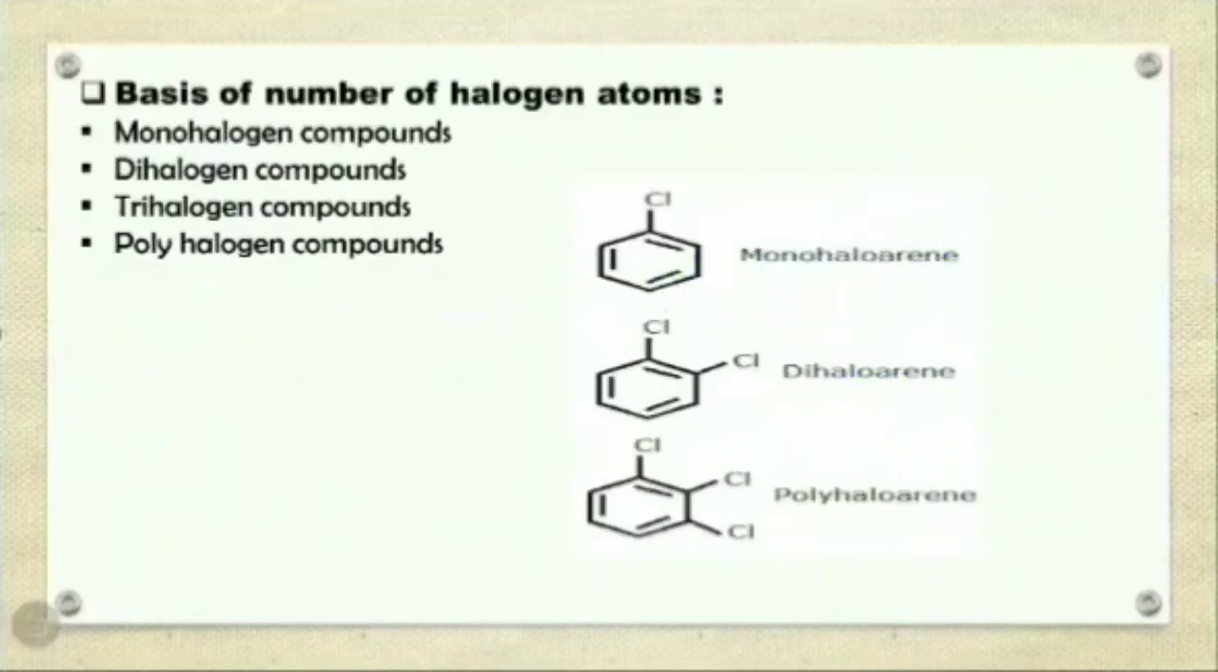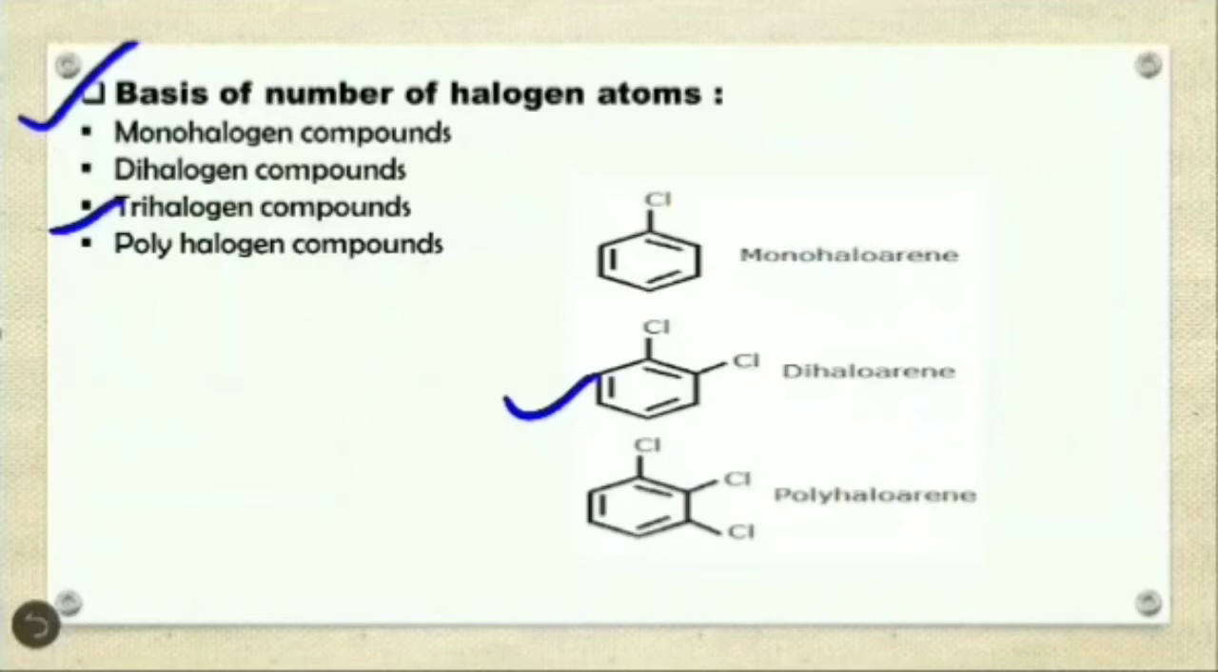Second, it is classified on the basis of number of halogen atoms. First is monohalogen compound. Here the name indicates mono. Mono means one. That is, the compound contains only one halogen group, known as a monohalogen compound. Dihalogen compound. As the name indicates, di means two. It means the compound containing two halogen groups is known as a dihalogen compound. It may be an aromatic compound or an alkane or an alkene.